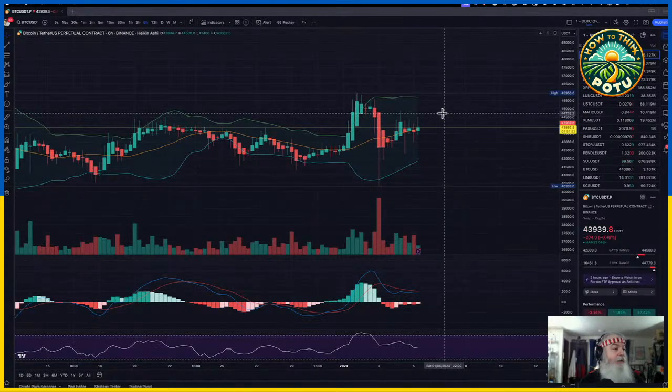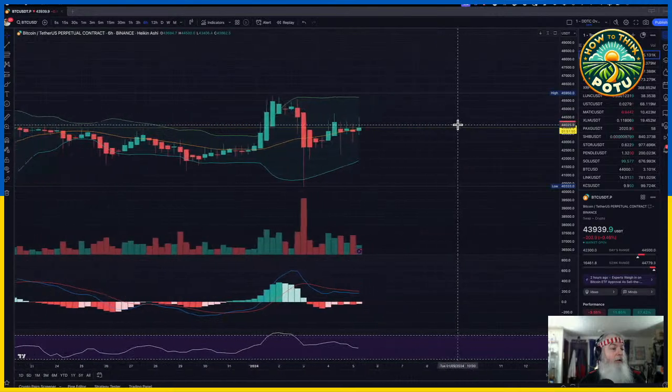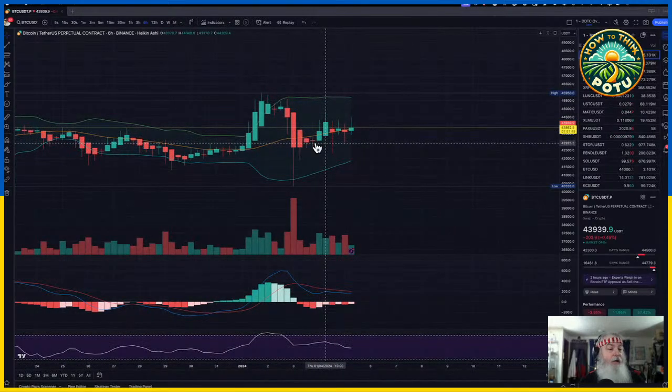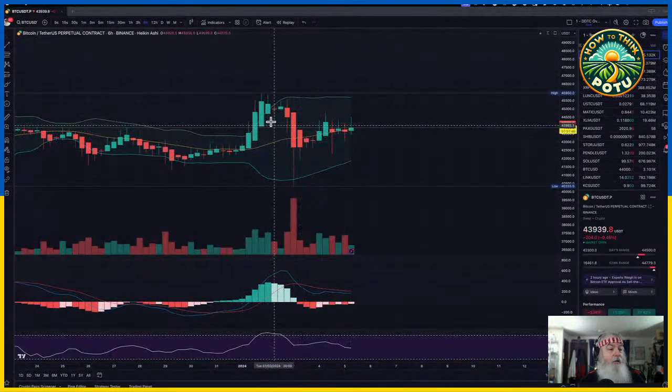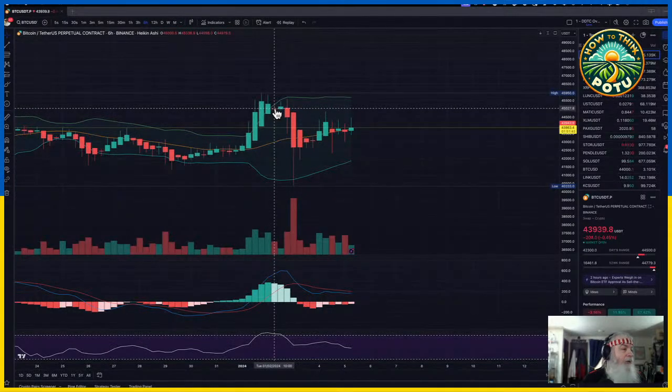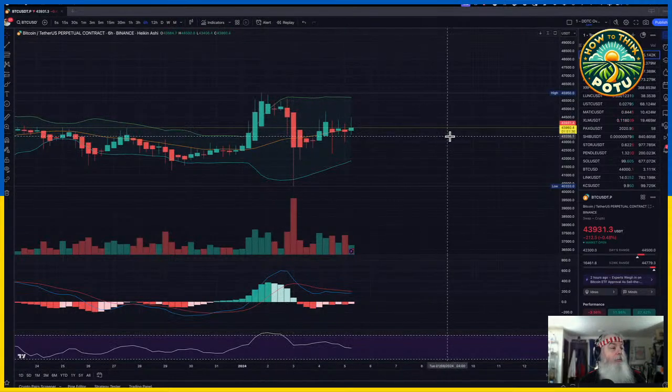Has it hit that today? Well, not today. The last couple of days it's been as high as 45,950. It was testing 46,000. But it hit 49,50. Notice the 50. It hit 50, right? It didn't get to 55.